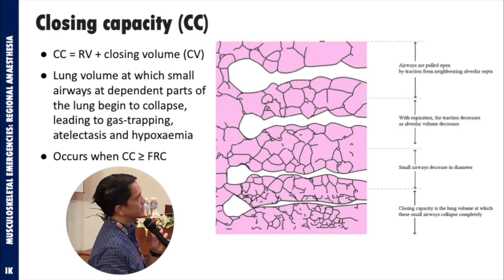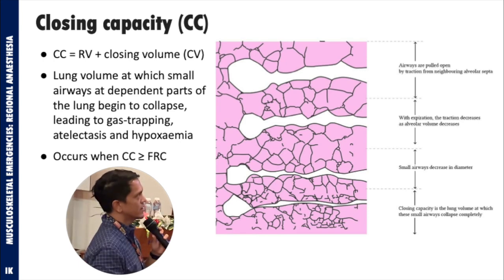So let's look at this picture. Normally, in the first picture here, your airways are being pulled open, right? The parenchyma is pulling open the alveoli and the bronchioles. As you expire, the alveolar volume decreases, the lung volume is reducing, and the airway starts to narrow. So all these small airways start to narrow. But at some point, they collapse, and air will be trapped in the alveoli. The lung volume when this happens is called the closing capacity.